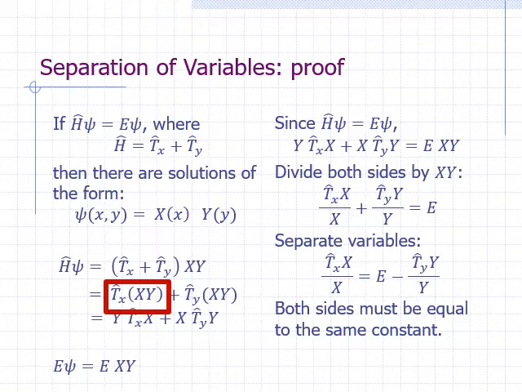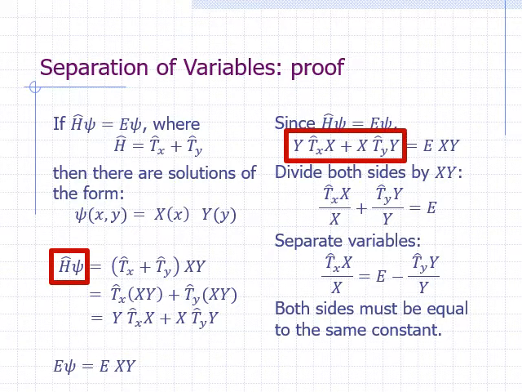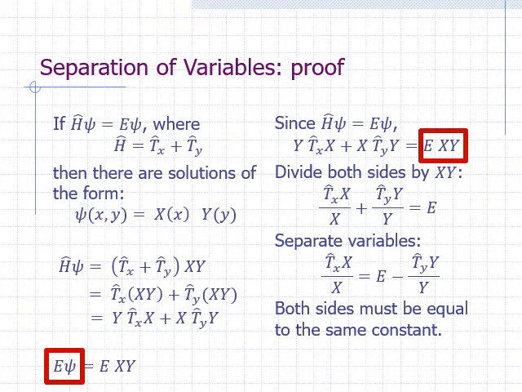So, since the operator is linear, we can pull out Y, and this becomes function Y times T sub x hat applied on function X. Similarly, T sub y hat applied on function XY gives us function X times T sub y hat applied on function Y. Of course, E times psi is just E times function XY. So after doing the substitutions, H hat psi equals E psi becomes Y times T sub x hat X plus X times T sub y hat Y equals E times XY.